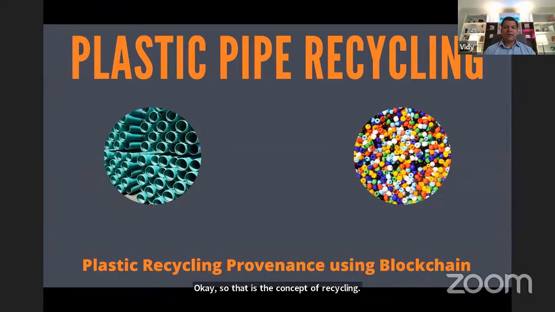So here the client wanted us to build end-to-end traceability from the time these plastic pipes are picked from the mining site. They are loaded onto a big truck and then driven to a plastic recycling facility where they take these pipes and clean them, crush them, break them, and use some machines to make small beads, like you can see here. So pipes become beads like this.